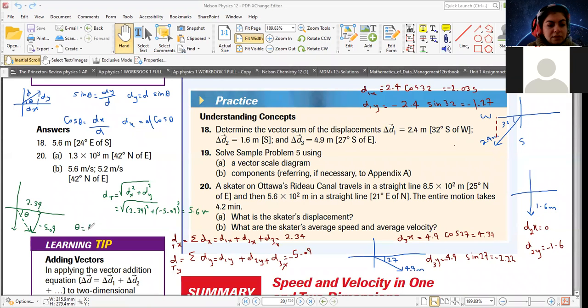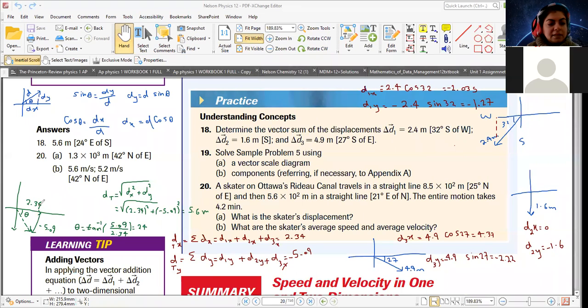To find the angle, you need to take tan inverse. You know tan is opposite over adjacent, right? Opposite is the y component over adjacent, which is the x component. You don't put the negative because this is geometry, right? You want to find the angle of that triangle. You don't take that negative into account. It's just the geometry of that. Then the angle is going to be 24 degrees.